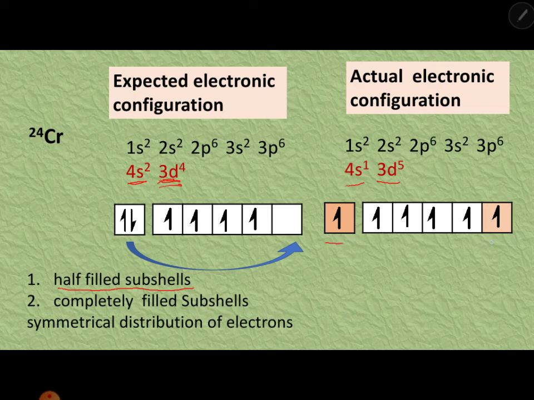When this happens, 3d becomes a half-filled subshell and hence more stable, and if you look at the 4s subshell, it is now a half-filled subshell and it is also stable. So this is the reason for the exceptional electronic configuration of chromium.